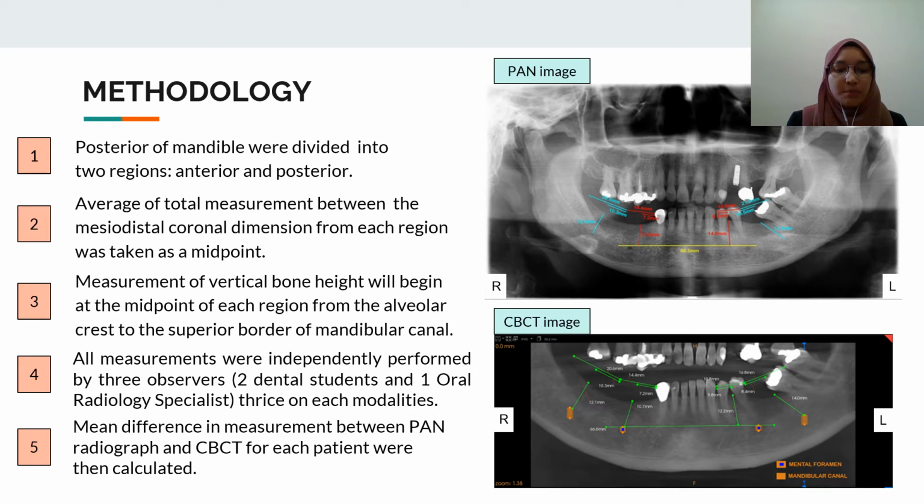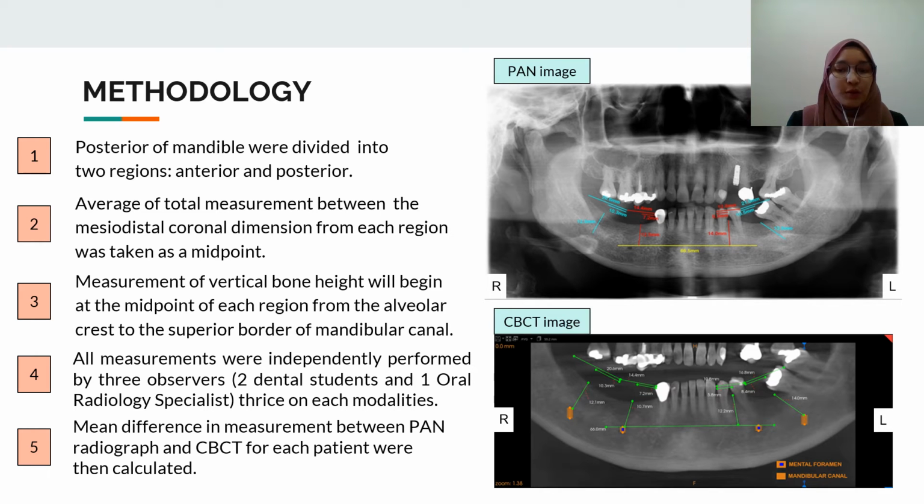So, if one tooth is permanently missing at any of those regions, the midpoint will be obtained by dividing the total measurement from one part of the crown of the available tooth to the nearest part of the crown of the tooth adjacent to the missing area, as you can see on the left side of the image.